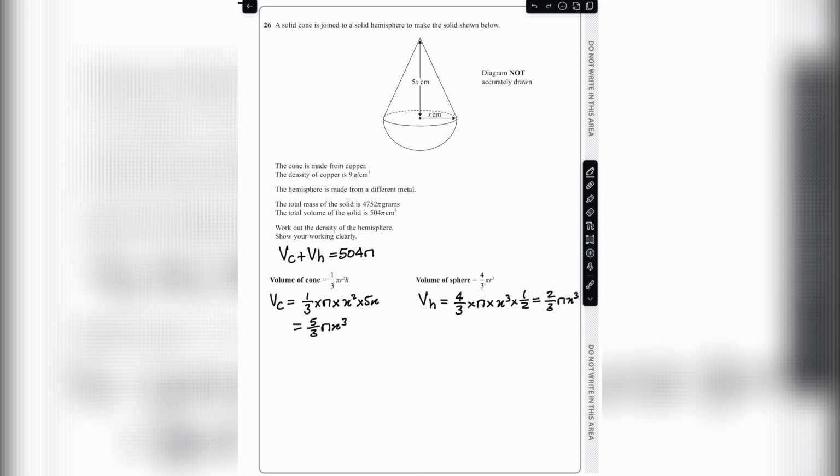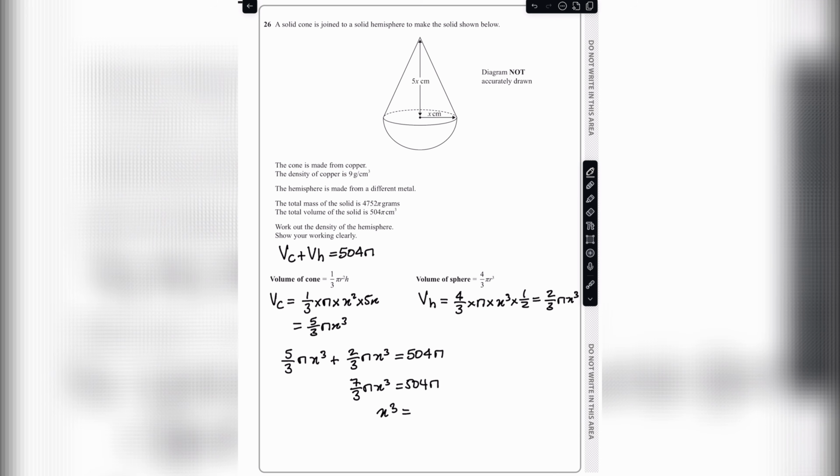And if we substitute these expressions into the equation of our volume, we get this, and when we simplify the left-hand side, we have 7 over 3 pi x cubed, and that equals 504 pi, so x cubed equals 216. Therefore, x equals the cube root of 216, and that value is 6.